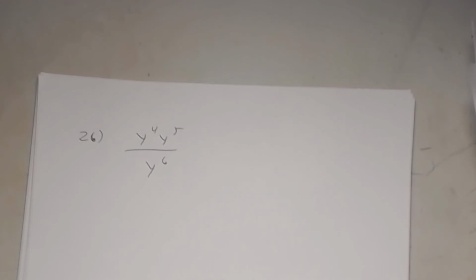What are you going to do first? Tell me what rule you're using. The product rule. You're using the product rule, which part of this fraction? The numerator. That's exactly what I would have done first. Y to the 4th times y to the 5th is what? Y to the 9th. Product rule in the numerator.